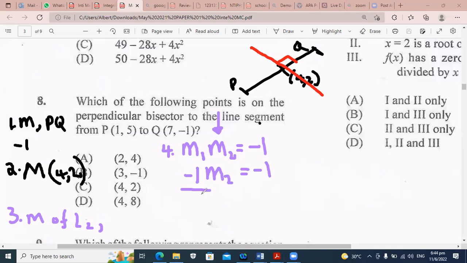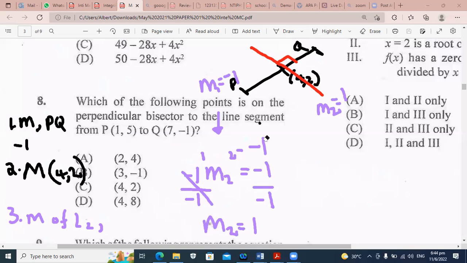So what do I do now? I just divide everything by -1. So m2 is equal to what? Just 1. So the gradient for m2 is just 1. The gradient for the first line is -1. Yes, sir. All right.